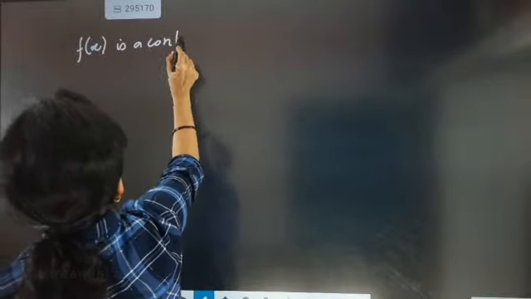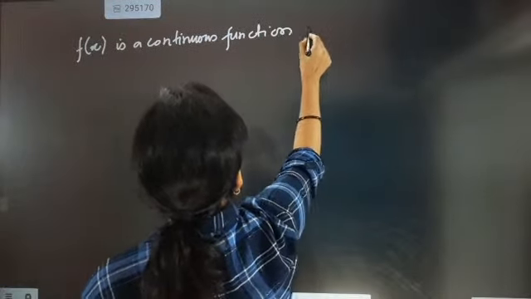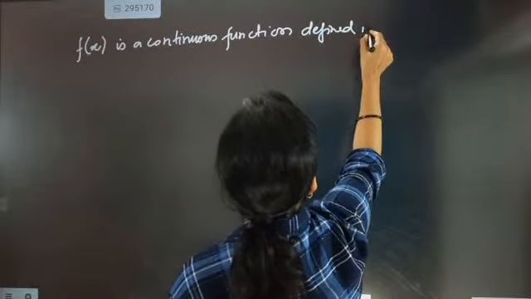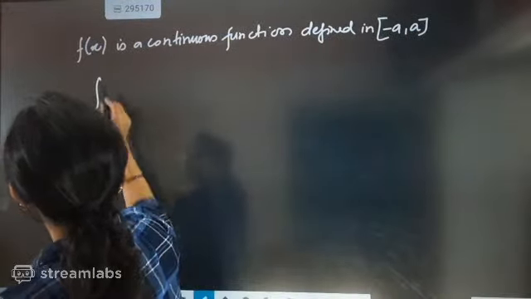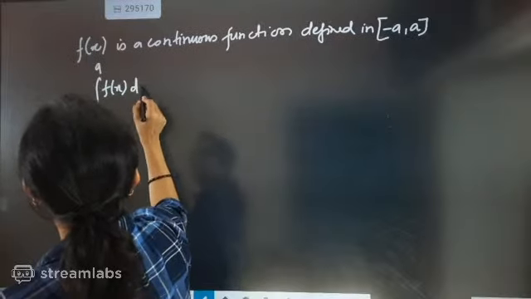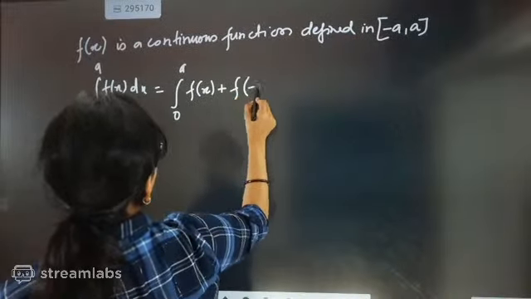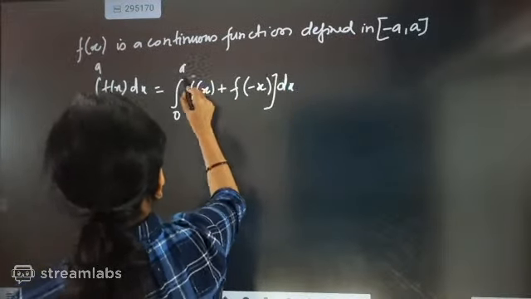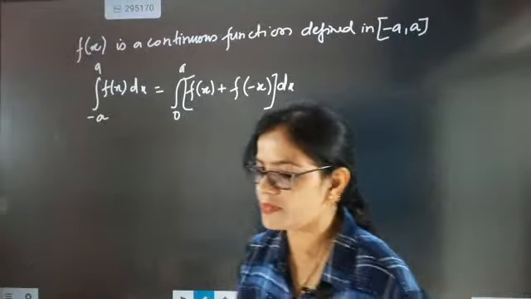Property number 8 says that if f of x is a continuous function defined in the closed interval minus a to a, then the integral from minus a to a of f of x dx will be equal to the integral from 0 to a of f of x plus f of minus x dx. This is exactly what is going to be proved. We are going to prove this part only.